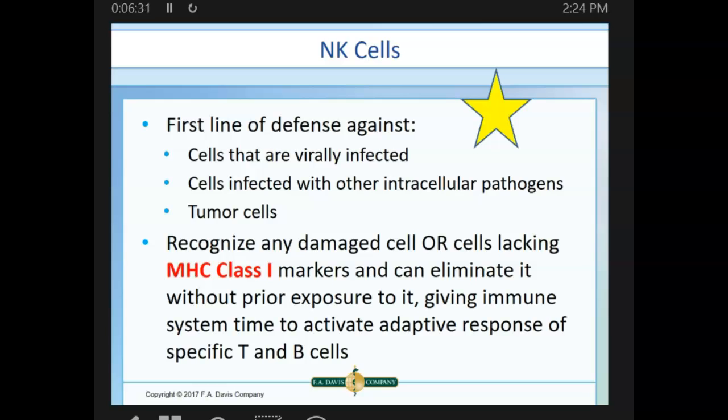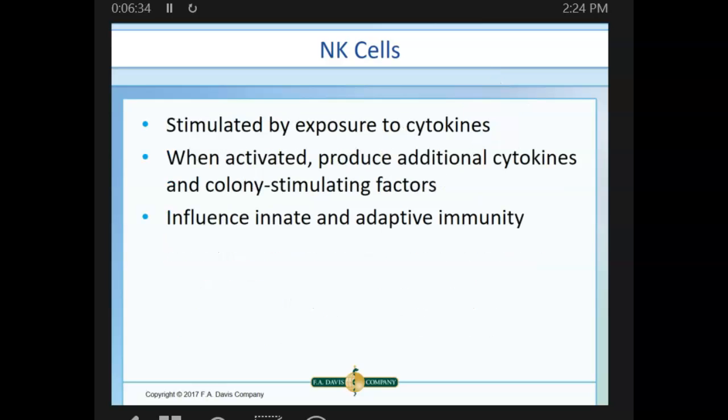And that's going to be the whole topic of our next lecture. Natural killer cells are stimulated by exposure to cytokines, and when they are activated, they produce additional cytokines. Hello, the cytokine storm. And natural killer cells influence innate and adaptive immunity.